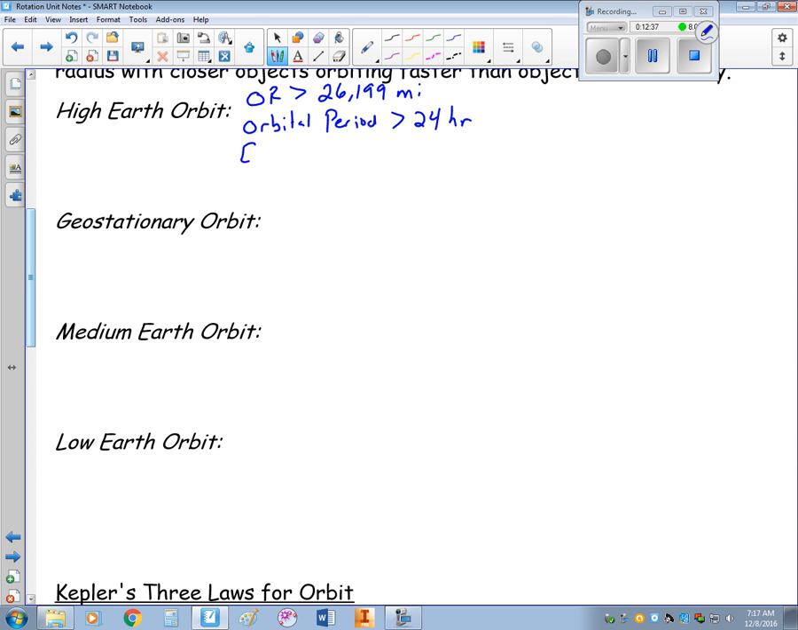And an example of a satellite is TBEX, and it has an orbital period of 216 hours. Another example of high Earth orbit would be the Moon. It has an orbital period of 1 month.